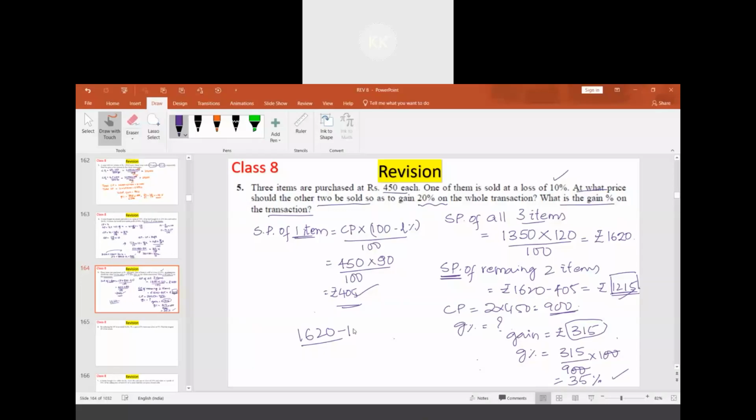1620, this is a selling price, minus 1350. So I think it isn't correct. How much is that? Divided by 1350 into 100. What is this difference? Yes, sir. Answer will be 2%.